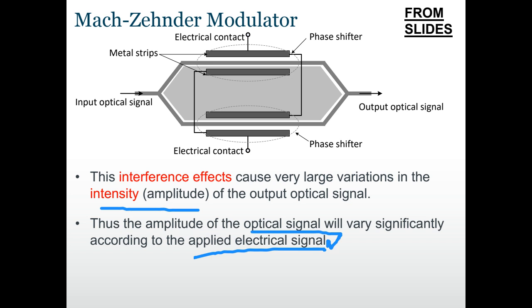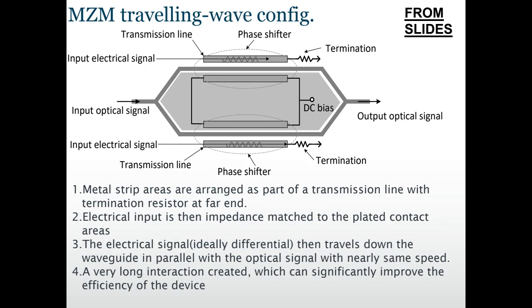The drawback of this is that when we apply the electrical signal into the metal strip here, the electrical signal would travel this way and this way. What we really want is that the electrical signal would travel towards the same direction as the optical signal, so that they interact for a longer period of time. So this gives us the second level, which is a transmission line. We use a transmission line. So this is a traveling wave configuration.